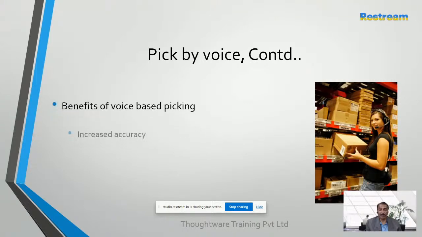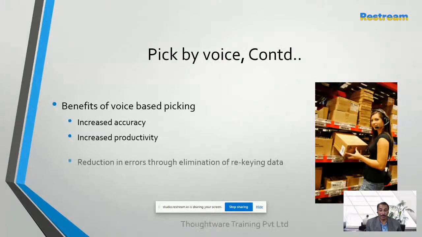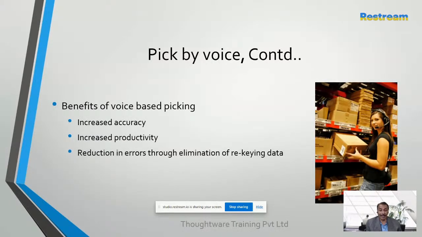There are a lot of benefits for voice based picking, starting from increased accuracy and increased productivity because it's a hands-free operation. Okay, you're not taking a pick list and checking the item. Reduction in error through elimination of rekeying data, and of course this results in better accuracy. Improved safety through hands and eyes free operation.